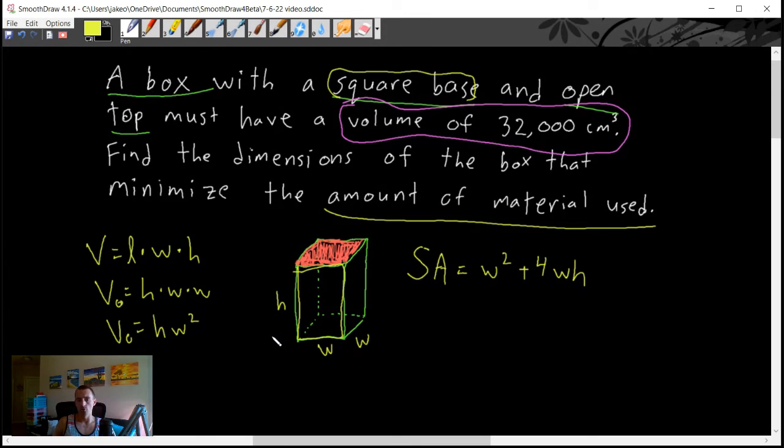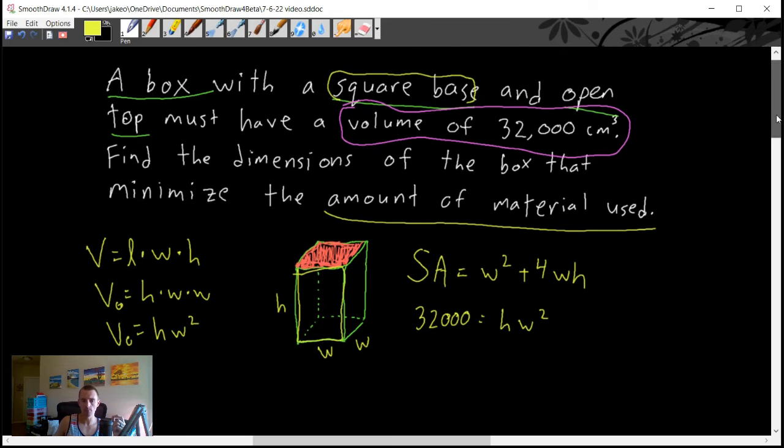What we know is that the volume of this box, this V0, has to be 32,000. So we know that 32,000 equals h times w squared. Okay, so now we have our restriction equation. We have the equation we need to optimize.